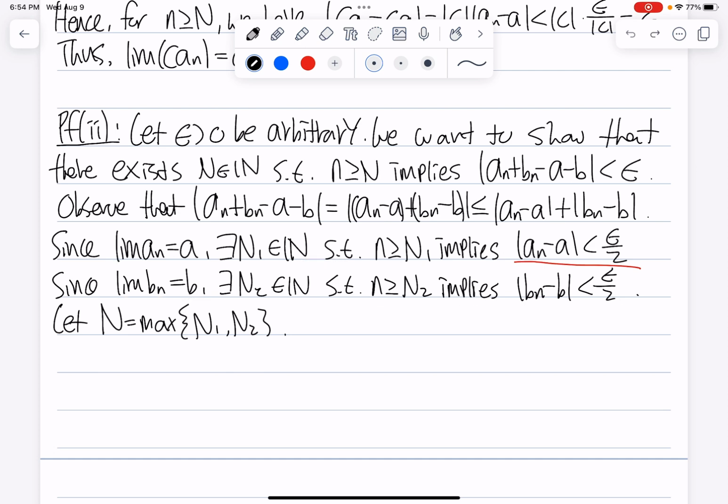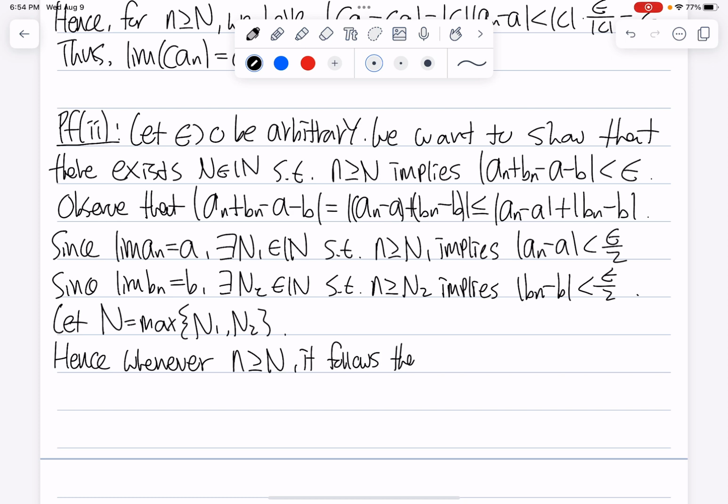So we want to choose the maximum of n1 and n2. Hence, whenever n is greater than or equal to big N, it follows that this |an + bn - a - b|, we saw that was less than or equal to the absolute value of an - a plus bn - b.